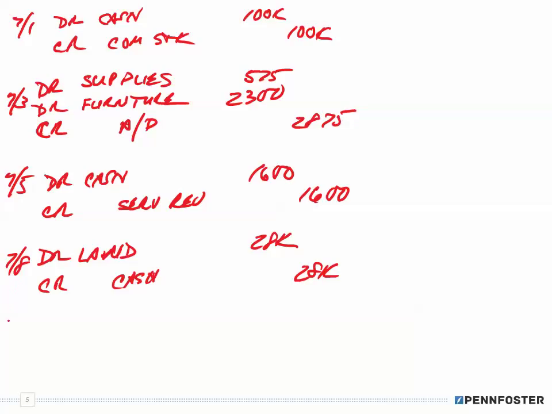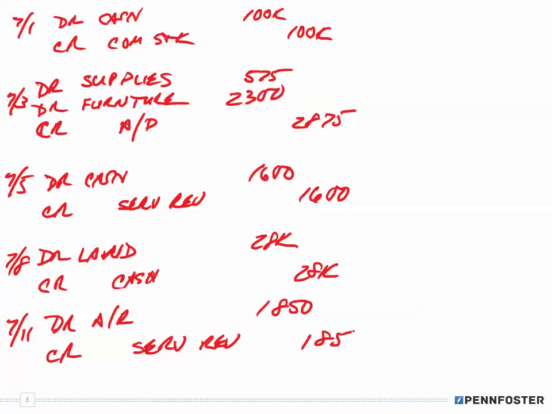So 7/11, I'm going to debit my accounts receivable because I treat receivables the same way as I treat cash, because receivables are an asset, and I'm going to credit service revenue for $1,850.